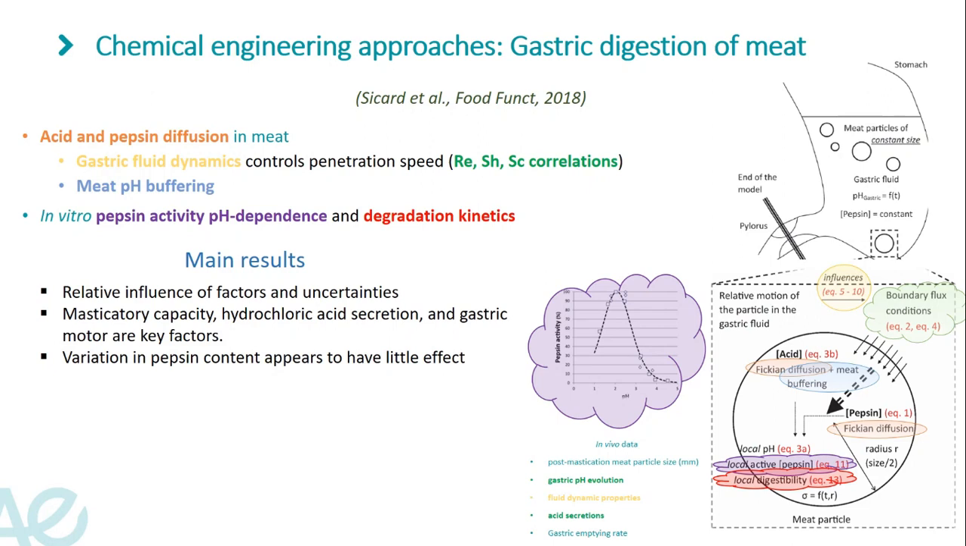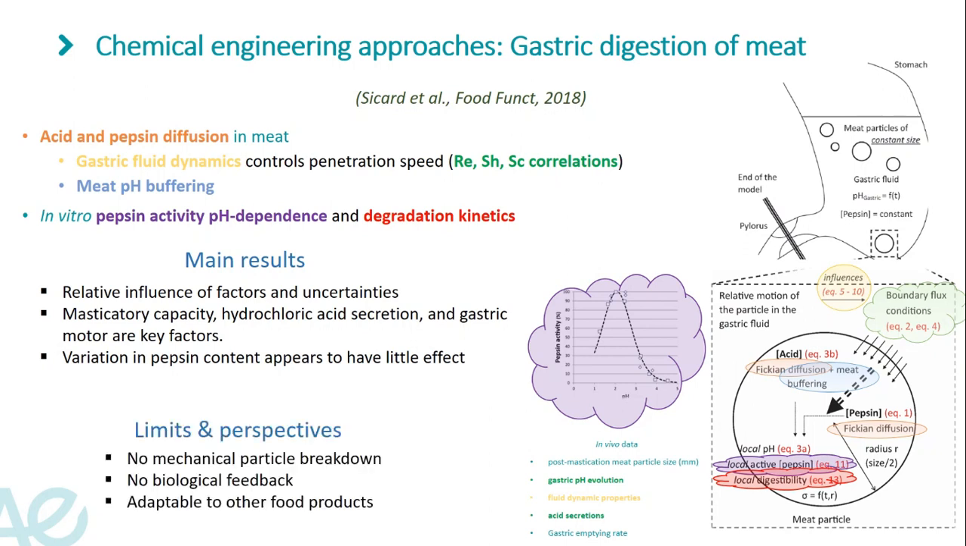With their models, they were able to estimate the relative influence of these factors and the uncertainties. For instance, they could show that the masticatory capacity, hydrochloric acid secretion, and gastric motor function are really key factors to understand the degradation kinetics of the meat particles. In contrast, the variation in pepsin content appears to have only little effect. There are limits, of course, on these models: there is no mechanical particle breakdown, no biological feedback, but overall they try to consider the main mechanisms that should be included in a modeling of gastric digestion. And this model is probably well adaptable to other food products.